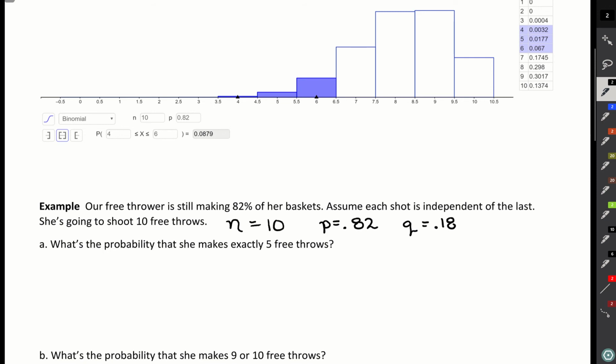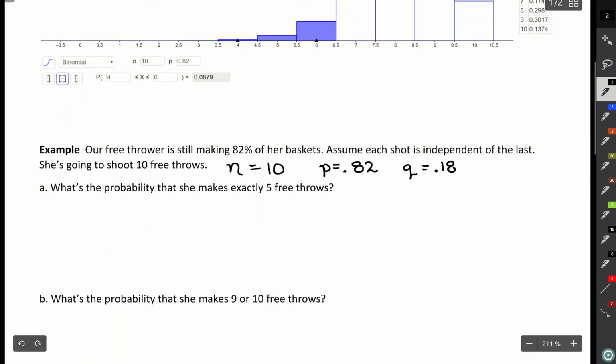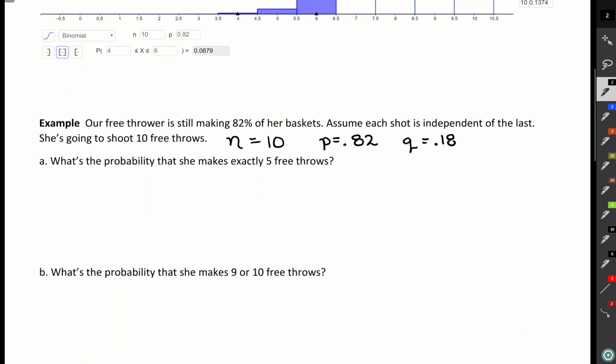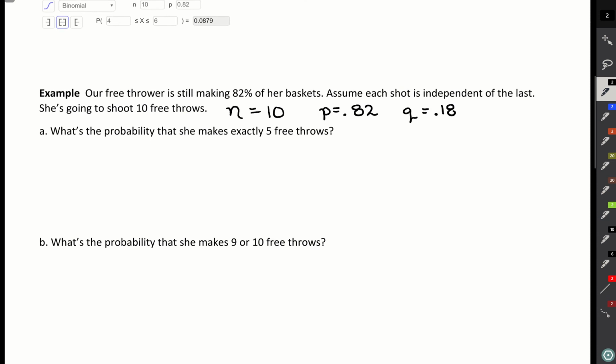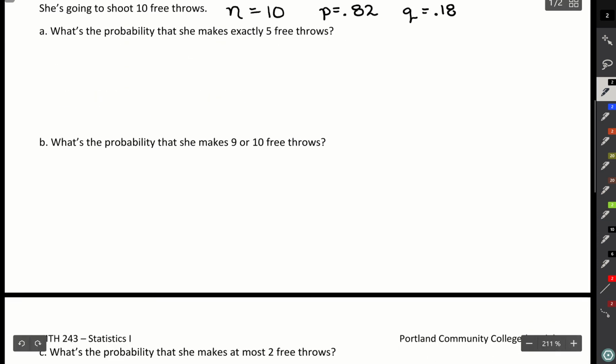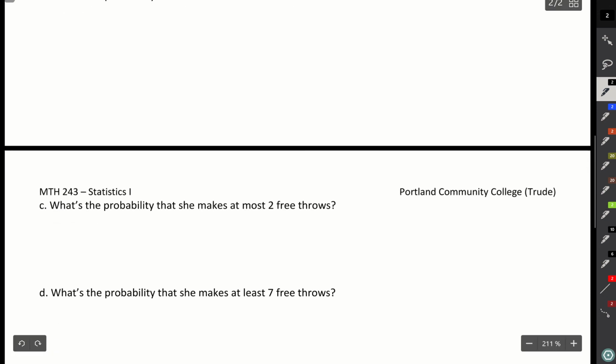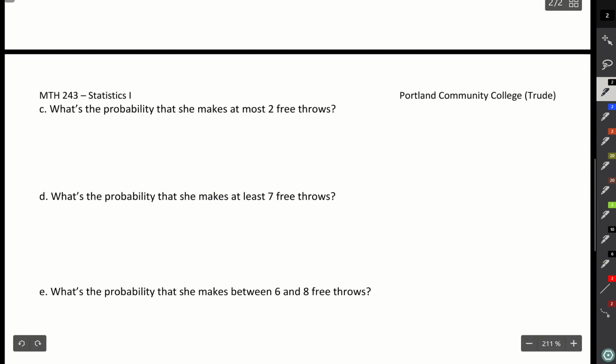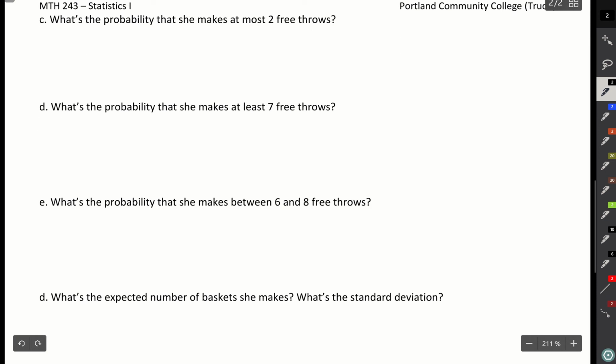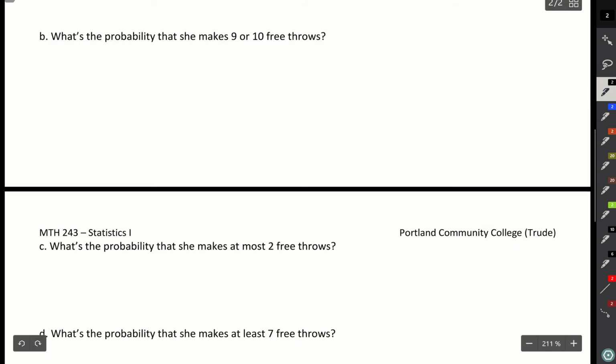So then what we're going to go into is a bunch of probability questions: making exactly 5 free throws. We're going to look at the "or" case, 9 or 10 free throws. Thinking about a range of values, like at most 2 would look at 0, 1, or 2 baskets. At least 7 would be 7 is the smallest, so 7, 8, 9, or 10 baskets. And looking between 2 values, between 6 and 8 free throws. And then talking about our mean and standard deviation.